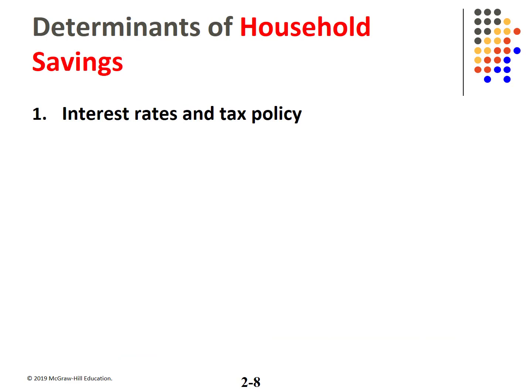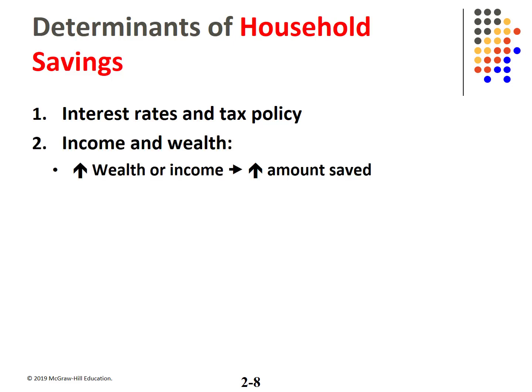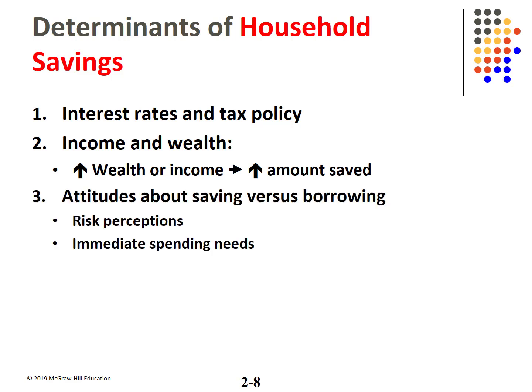So what determines when we supply funds and when we don't? Interest rates and tax policy. When rates are high, we're more likely to put our money to work. Income and wealth. More money to save, and still have plenty for living expenses. Clearly, perceptions about risk affect whether we invest, save, or spend. It's an investing-savings trade-off, immediate gratification versus the future.